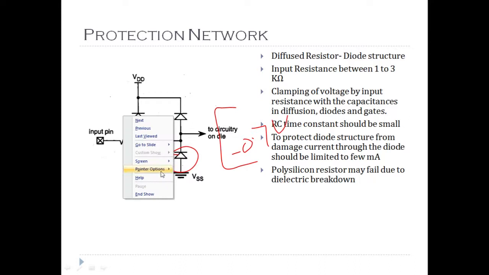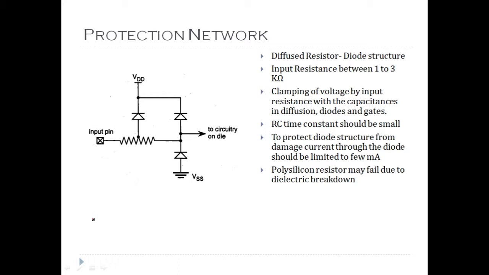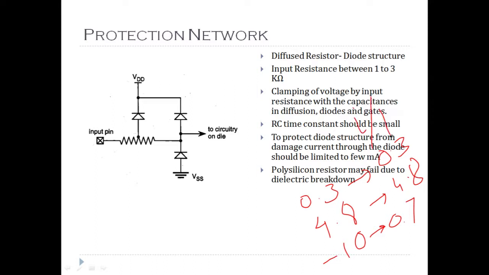Now let's consider the fourth case. So in the first case, we considered the voltage to be 0.3, which is well within the range. Second was 4.8, which was fine. Third, we considered minus 10 volt, so it was protected, and the voltage was minus 0.7. When 4.8 was applied to the input, 4.8 was applied to the actual IC. When 0.3 was applied to the input, 0.3 was applied to the actual IC. And this is the input voltage, right?